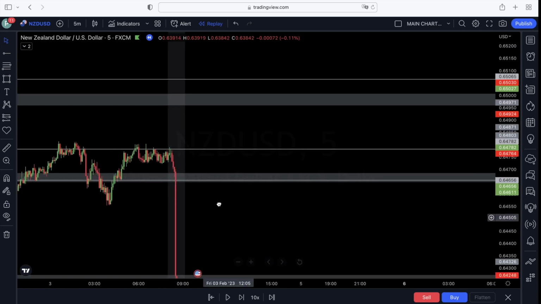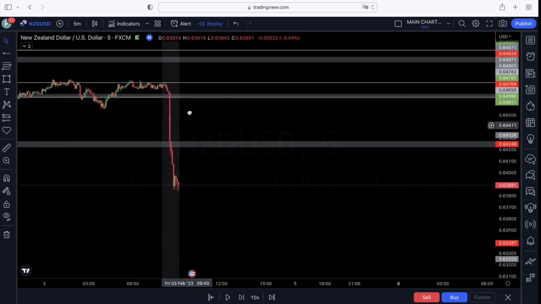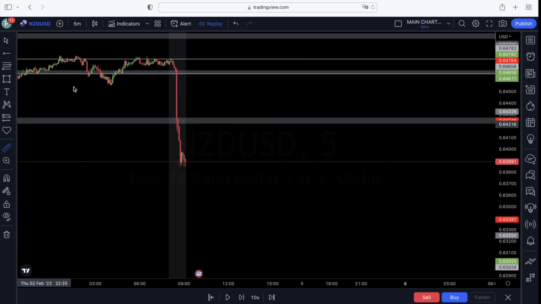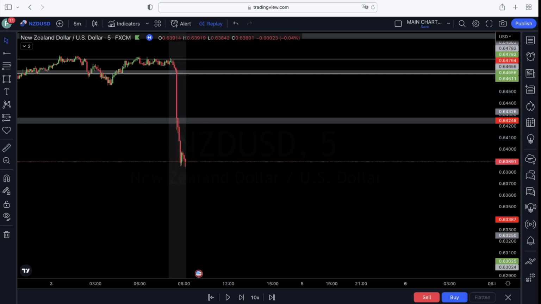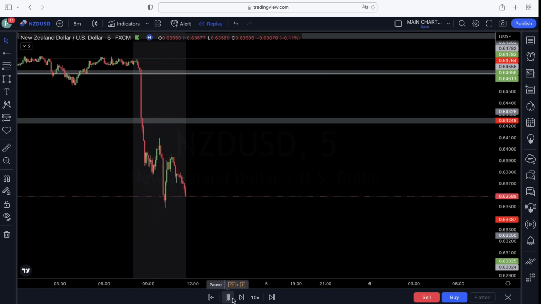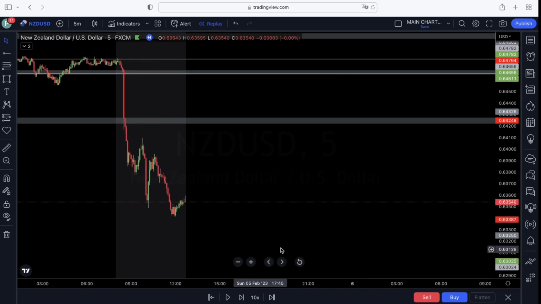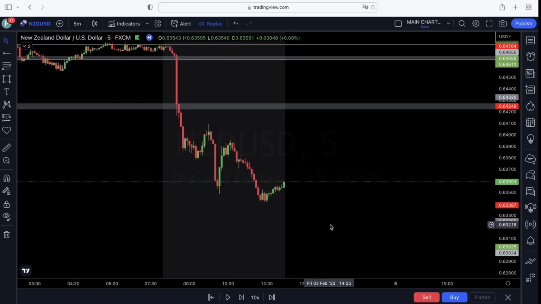Ooh, look at NFP. Oh, wow. NFP dropped NZD for how many pips? 91. Oh, it's not too drastic. But yeah. Oh, look at that. Look what happened after the NFP.